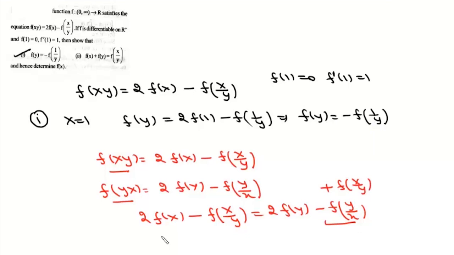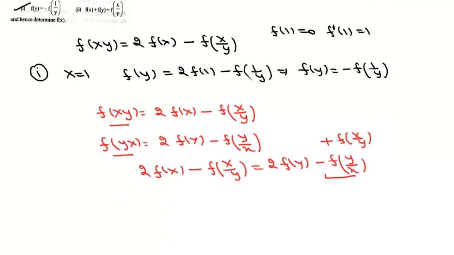Now if we rearrange this, we can write 2f(x) minus f(y), it will be equal to 2f(x upon y). This 2 and 2 will cancel. So here it should be this minus and not plus. So that's our second result. Now third one is hence determine f(x). Now what we'll do is we'll write f dash x.